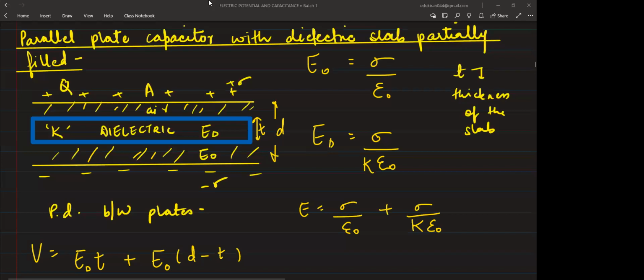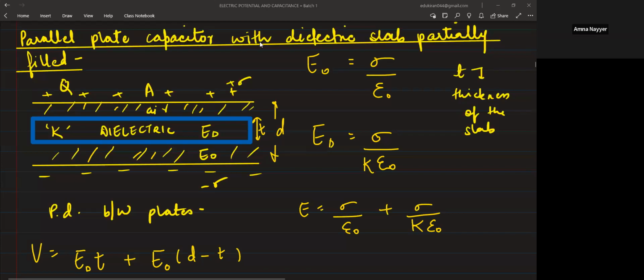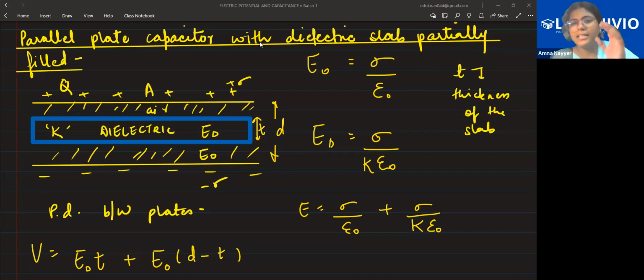Okay, the next one is parallel plate capacitor. If a dielectric slab is put, and see that slab is not completely covering both the plates, means a slab of partial thickness has been inserted. So the thickness of the slab is T and the distance between both the plates is small t. Now air is filled apart from the dielectric slab.